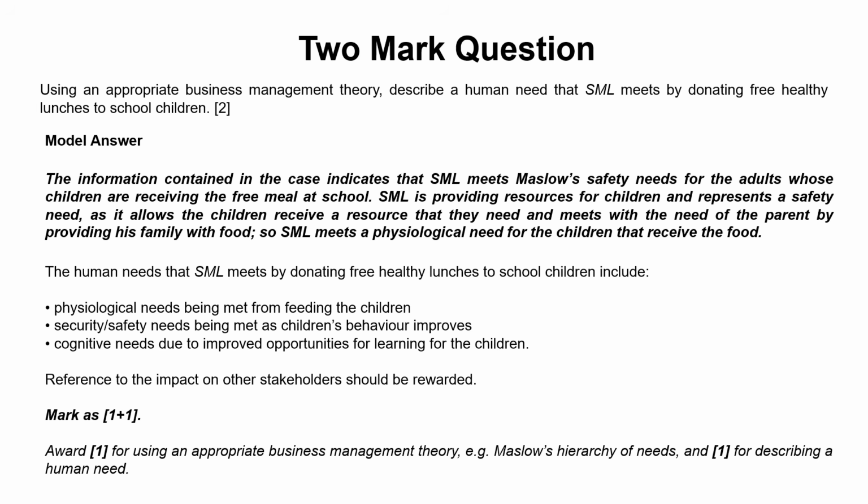Now, 2 marks, literally, look at what we've got there. That is it. That's all you need. It's 1 plus 1. Use appropriate business management theory, 1 for describing the human need. Now, Maslow is the easy need to lock onto for identifying from the resource extracts they will give you in paper 3. But do not forget things like cognitive needs, mental health. Mental health is a huge problem globally.